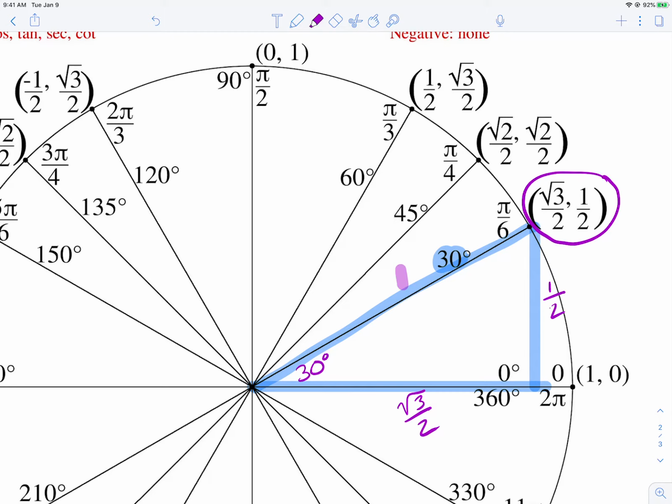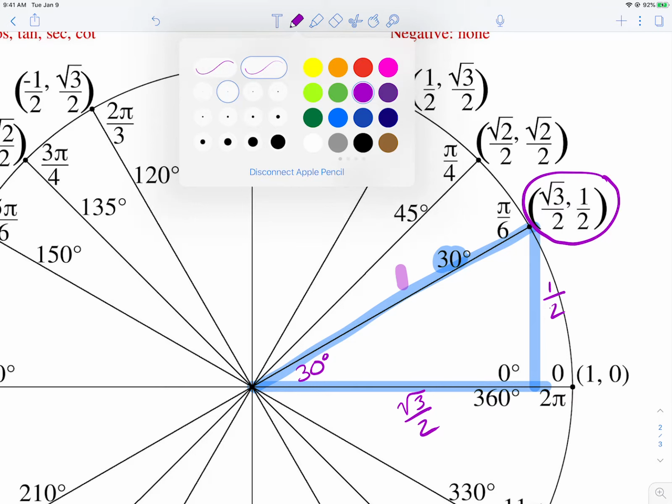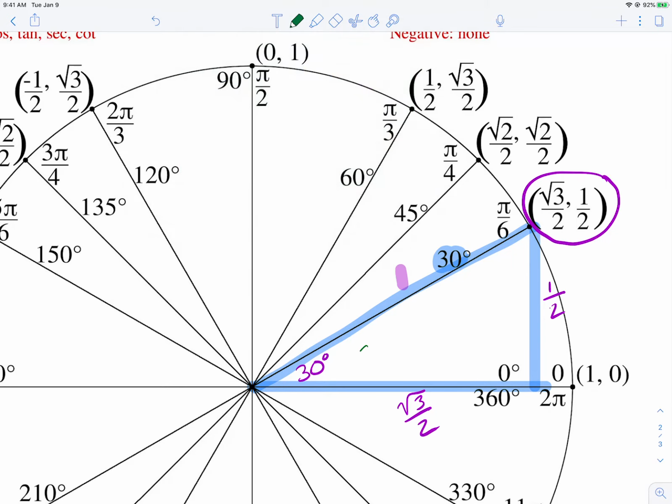So we've actually just created a right triangle with 30 degrees. Now I want you to think about something. If I were to find the sine of 30 degrees, it would be the opposite, which is 1/2, divided by 1. And what's anything divided by 1? It's just itself. If I were to find the cosine of 30 degrees with this triangle, it would be the adjacent, which is the root 3 over 2 divided by 1, which is just root 3 over 2.